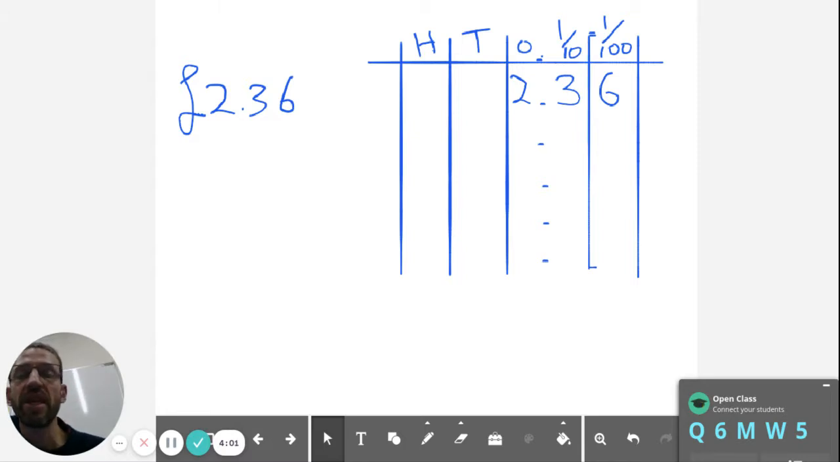So there we go. That's the way of looking at decimals and helping us understand what tenths are and what hundredths are if we think of pennies and 10 pence pieces and how we can put them together to make a pound.